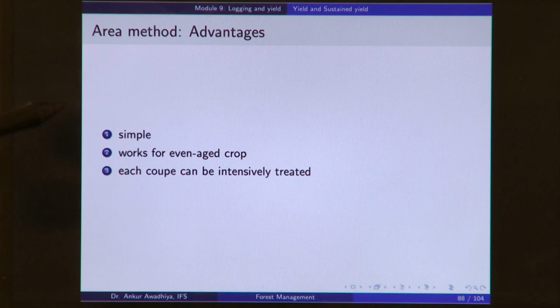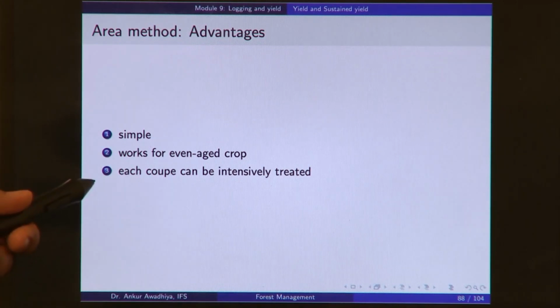Now, a very clear advantage of this method is that it is a very simple method, because you just divide area by the number of years in rotation and you get the area that needs to be filled every year. It works for an even aged crop, and for most of our landlords in Europe in the 17th and 18th centuries, they used to prefer the even aged crops, because those were not the days of biodiversity, those were the beginning of the days of production forestry.